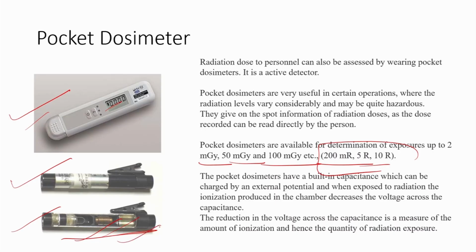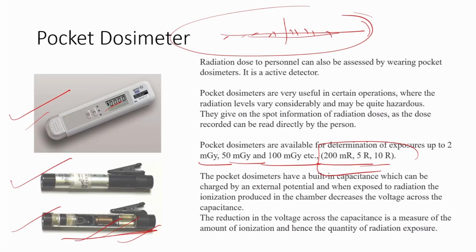This is a manual one. There is a simple scale in this case, and in this scale you can see the radiation level in this manual pocket dosimeter. The pocket dosimeter has a built-in capacitance which can be charged by an external potential, and when exposed to radiation, the ionization produced in the chamber decreases the voltage across the capacitance.